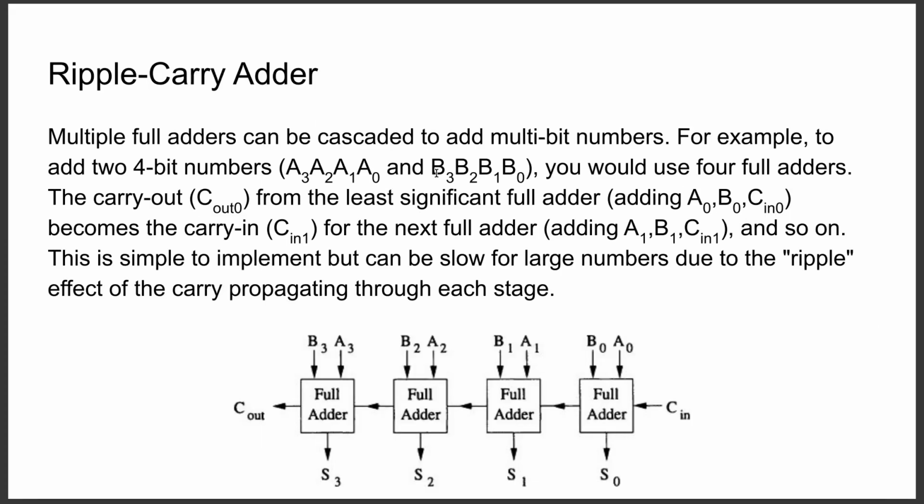A ripple carry adder. Multiple full adders can be cascaded to add multi-bit numbers. For example, to add two 4-bit numbers, A3, A2, A1, A0, and B3, B2, B1, B0, you would use 4 full adders. The carry out, Cout 0, from the least significant full adder becomes the carry in for the next full adder, and so on. This is simple to implement, but it can be slow for large numbers, due to the ripple effect of the carry propagating through each stage.